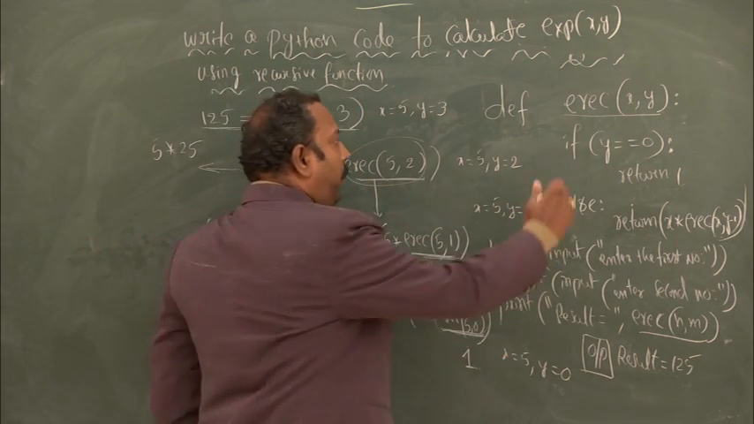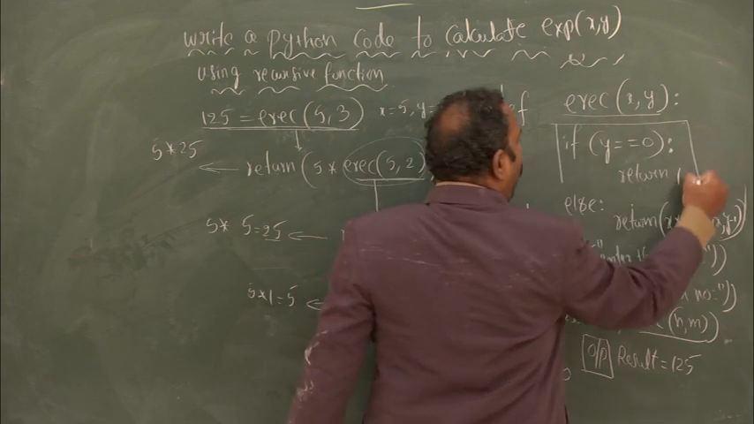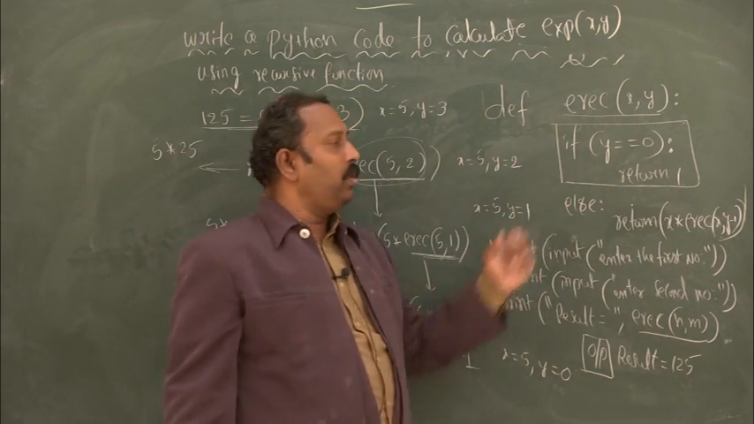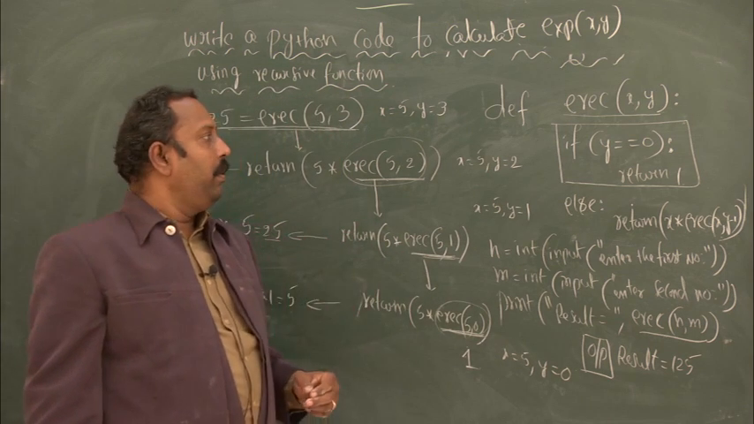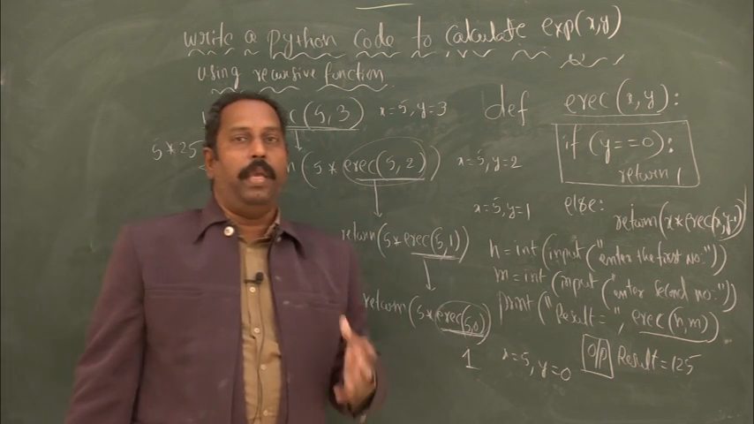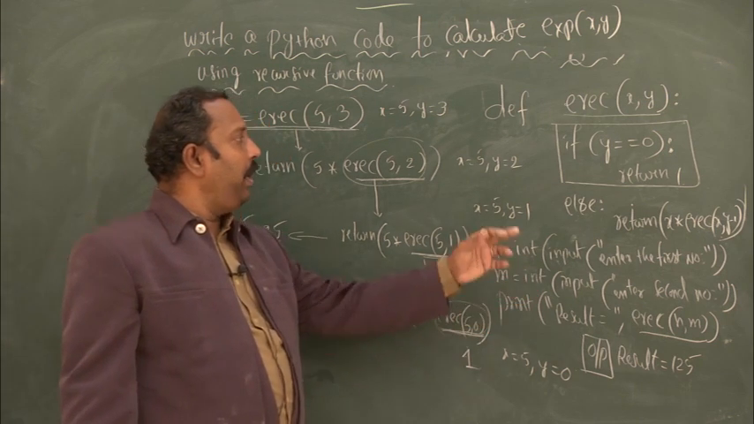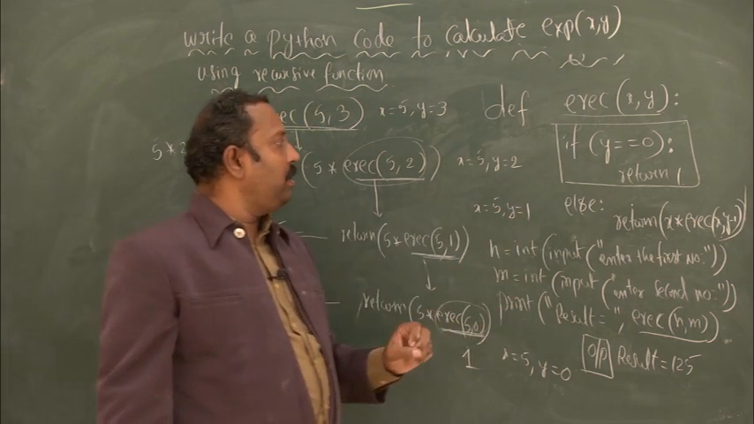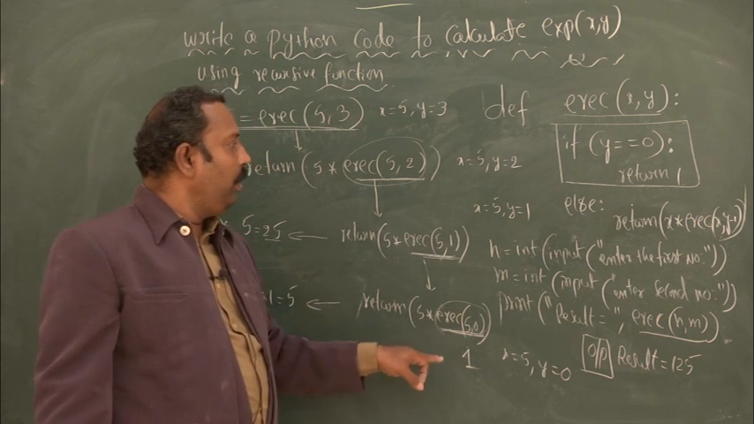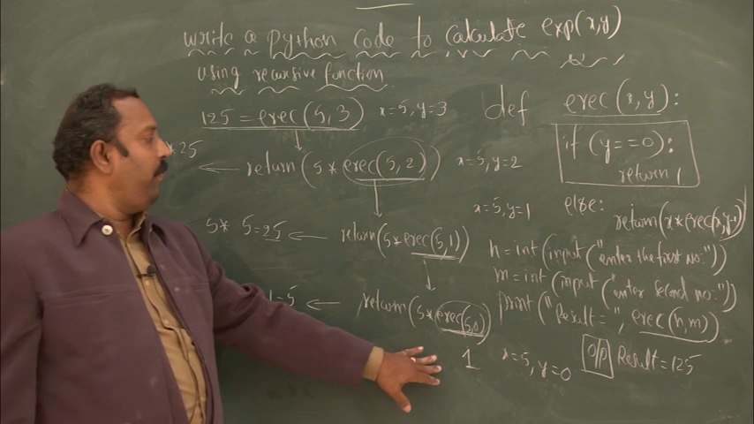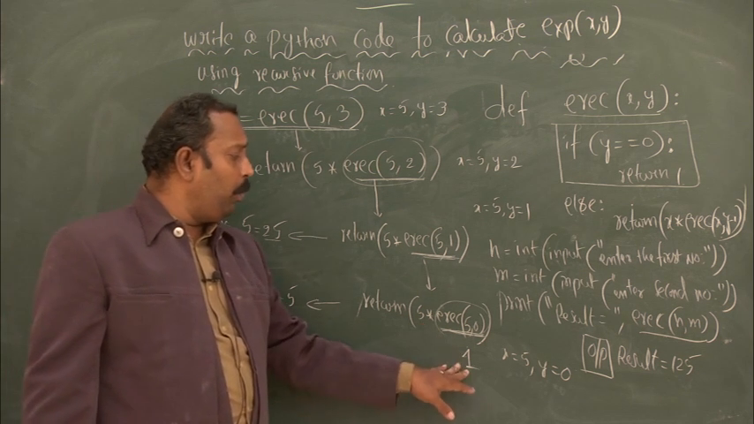So this is called a base condition, or we can call it a terminating condition, because in a recursive function there must be a terminating condition. That's why this is the terminating condition. Whenever y gets 0, it returns 1. So that will be multiplied with 5. 5 into 1, 5.